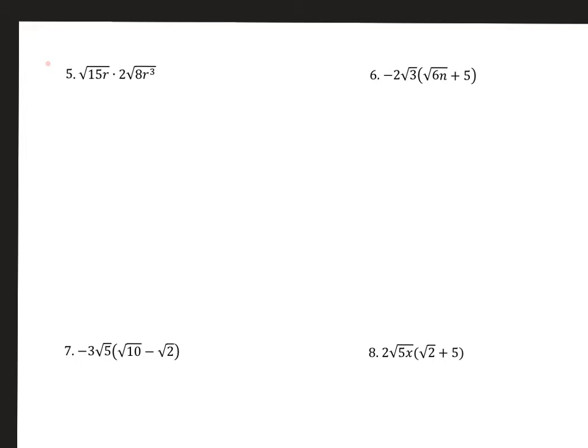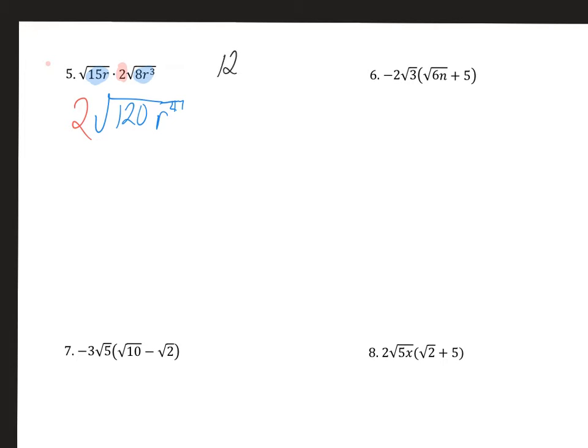I'm going to highlight the things that look the same, so the 2's on the outside, the 15r and the 8r to the third are on the inside. So that tells me that I'm going to have 2 times nothing, so that's just 2, and then 15 times 8 is 120. R times r to the third is r to the fourth. You just add your exponents there. Okay, now I'm going to simplify.